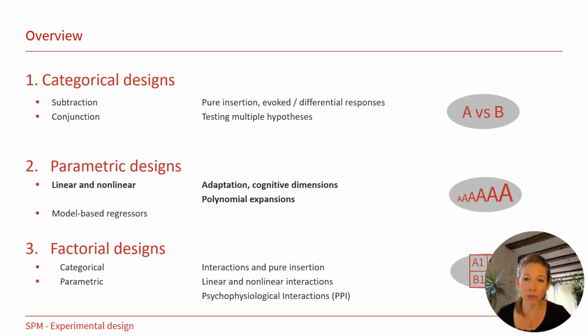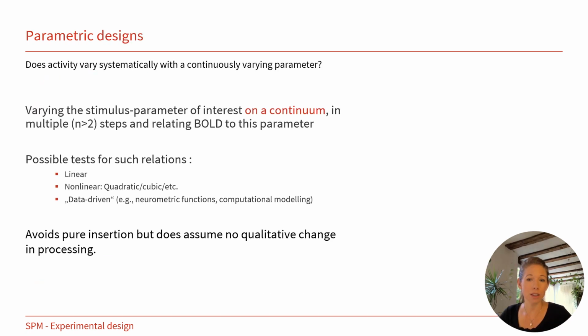Now let's move on to the parametric designs. And we will start with linear and nonlinear parametric modeling. So in parametric designs, what we do is that we vary some features of a stimulus systematically on a continuum, and we relate the BOLD response to this variation. We can test for linear effects. For instance, we can ask whether there's a linear increase in functional activation in parts of the auditory system with increasing loudness of the stimulus.